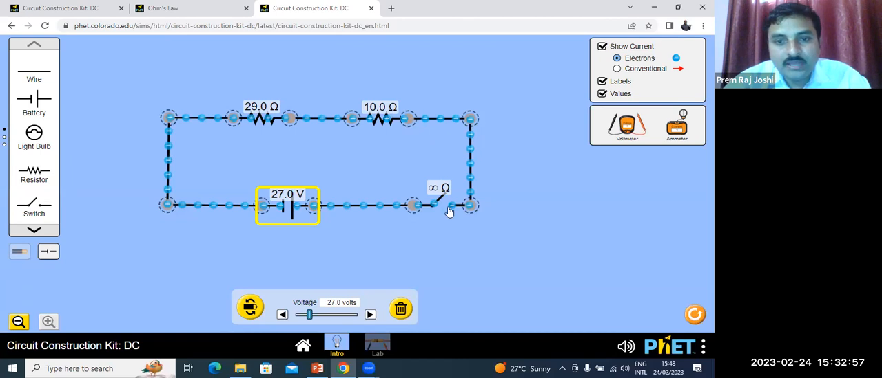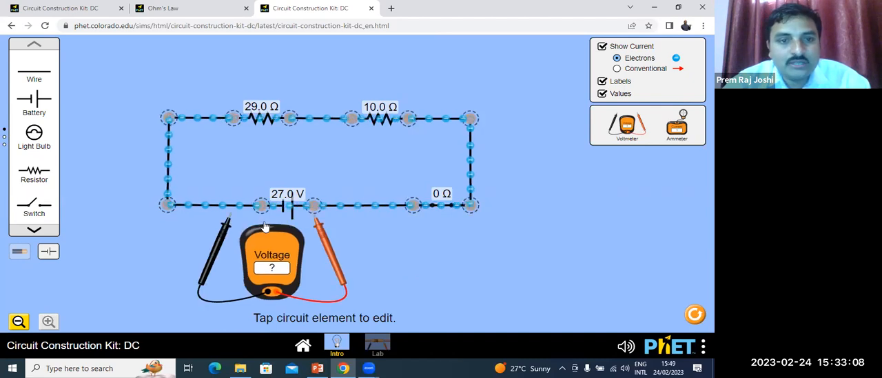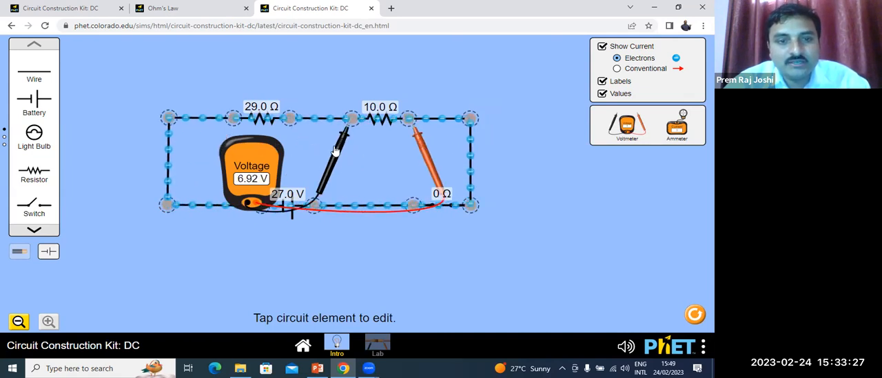So now, whenever we click on this, we get this one, right? So now if we want to find the voltage, the potential difference across this resistor, what we can do is just take these two points over here and it's showing the voltage. This is 20.02. And similarly, if we want to find the potential difference across this 10 ohm resistor, it is showing 6.92, right? So similarly, we can find the potential differences from here.